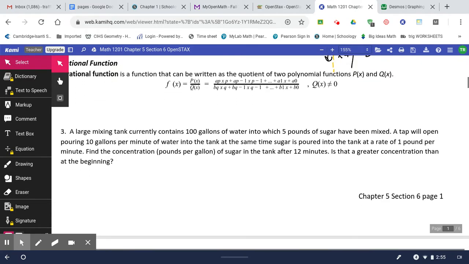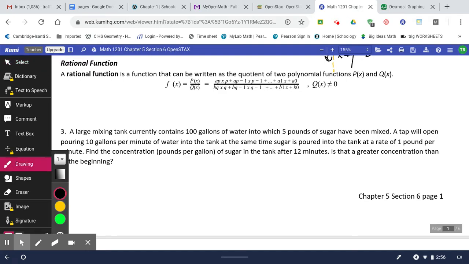So example number 3, it says a large mixing tank currently contains 100 gallons of water into which 5 pounds of sugar have been mixed. A tap will open, pouring 10 gallons per minute of water into the tank. At the same time, sugar is poured in the tank at a rate of 1 pound per minute. Find the concentration, pounds per gallon, of sugar in the tank after 12 minutes.